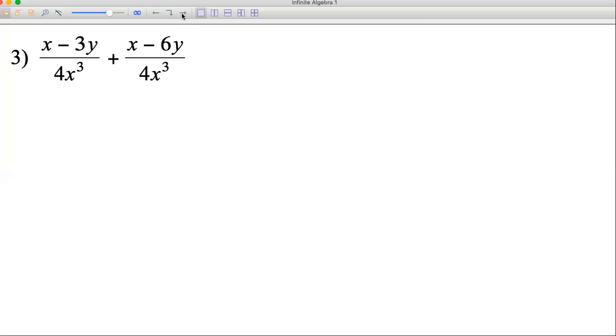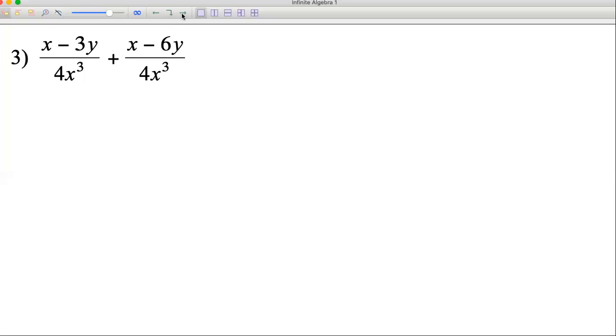Okay, we're adding. Step number 2, if you're adding or subtracting, you ask yourself, do I have common denominators? Yes. So write the common denominator, 4x cubed. And then you just, can I finish? Well, you had your first one, so write the answer. Right, absolutely. Okay.